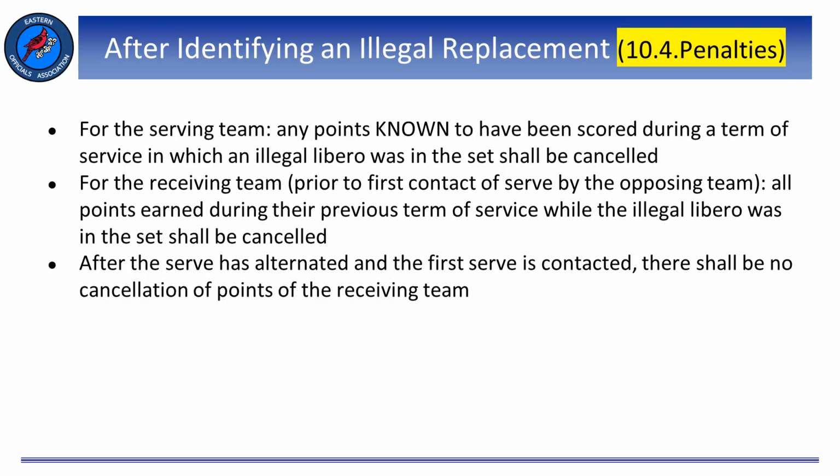Again, it's very important to communicate with your scorekeeper and assistant scorekeeper to determine exactly when that libero illegally was on the court. And if the other team has not served yet, you can go back and take out or cancel those points that were served while the illegal libero was on the court. After the serve has alternated and the first serve is contacted by the other team, at that point you can no longer go back and cancel points. You just have to correct the problem and go from there.